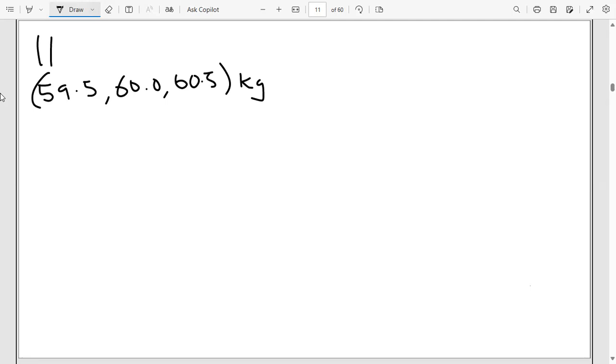And how do we calculate the mean weight? We're just going to add the three figures that we've been given, divided by the total number of figures. So our figure is 3 in this case. So we'll find the mean weight.